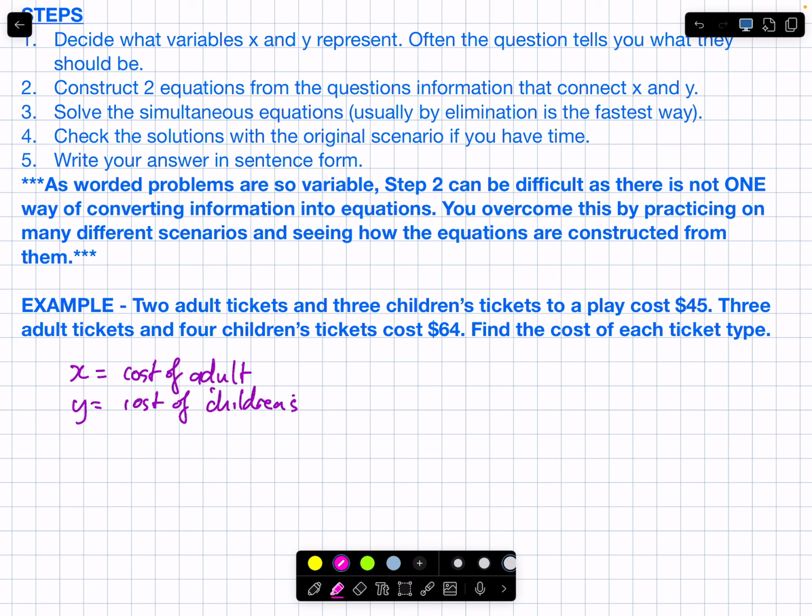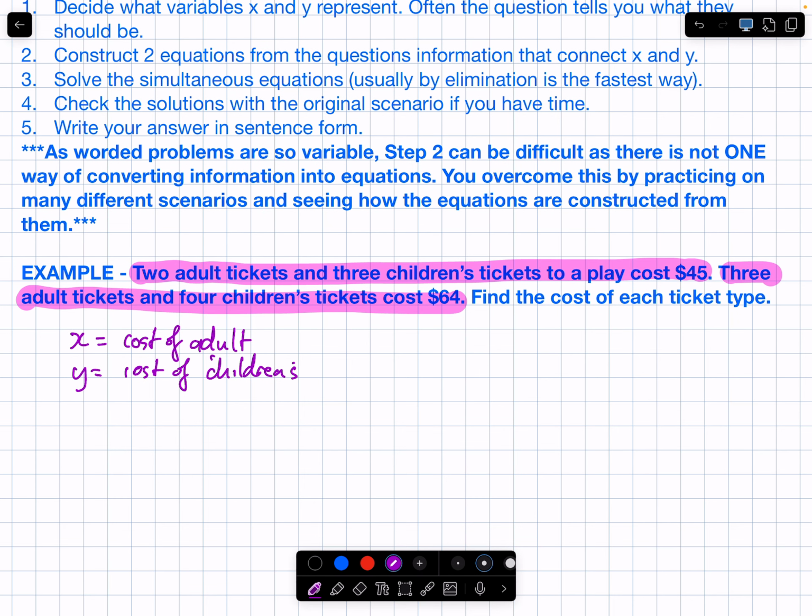We have one scenario that costs $45 and we have a second scenario that costs $64. So what would my equation be for the 2 adult tickets and 3 children's ones? 2x plus 3y is equal to 45. Good. Therefore, the second one would be 3x plus 4y equals 64.